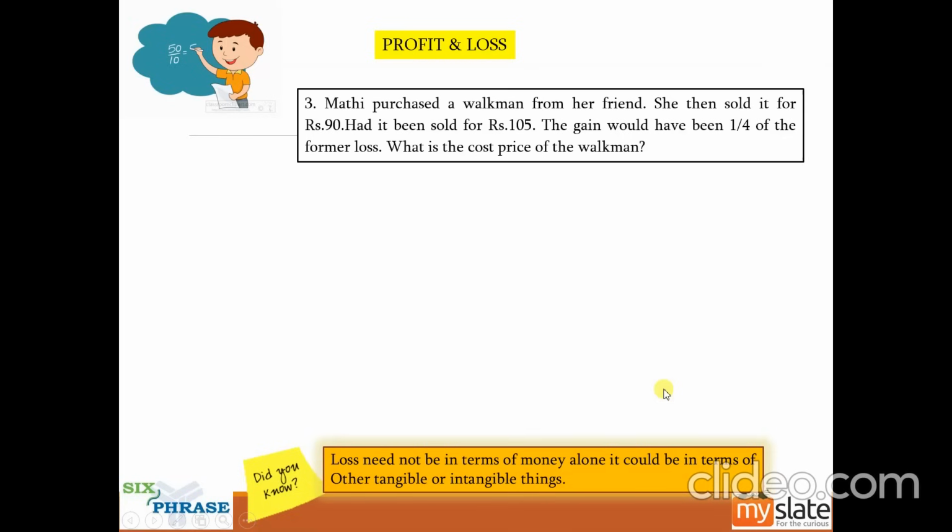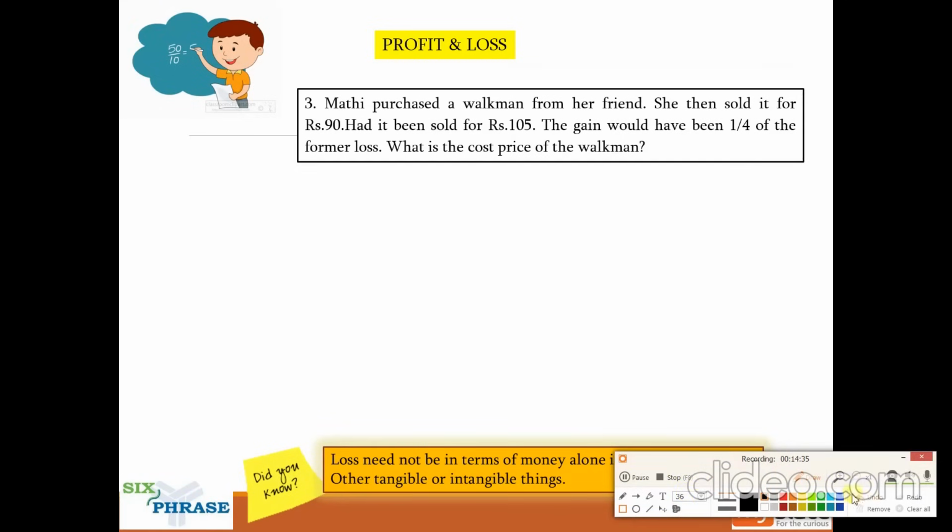But here, let's write down the given so that we'll have an understanding of what is given. So Mati purchased a Walkman from a friend. She then sold it for rupees 90. Now guys, she sells it for rupees 90. So what is this 90? 90 is the selling price. So SP is 90.